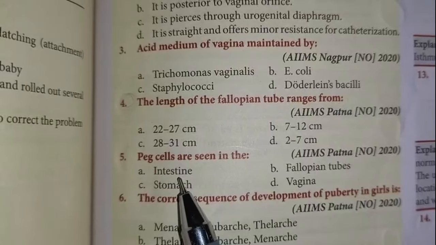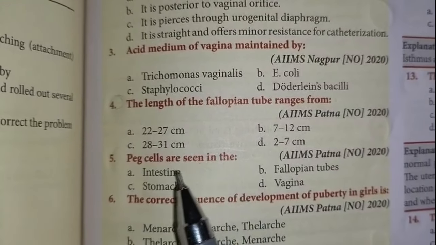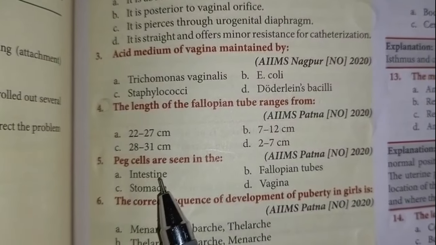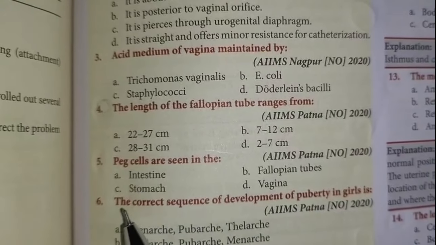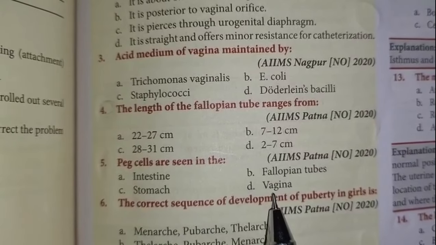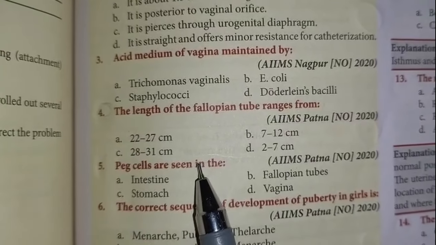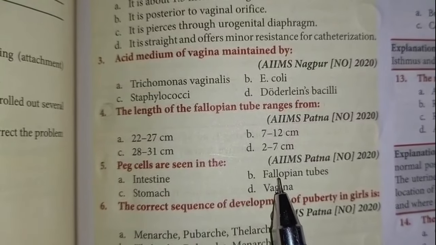And the next question is, PEG cells are seen in the option A intestine, option B fallopian tubes, option C stomach, and option D vagina. PEG cells are seen in the, and the correct answer is option B fallopian tubes.